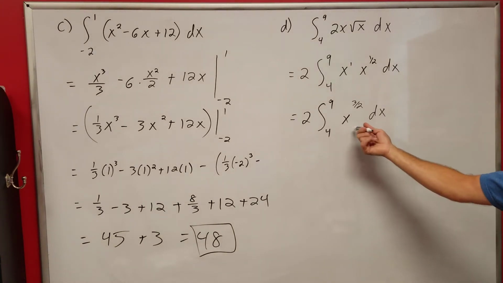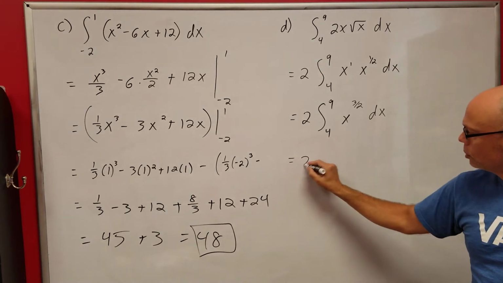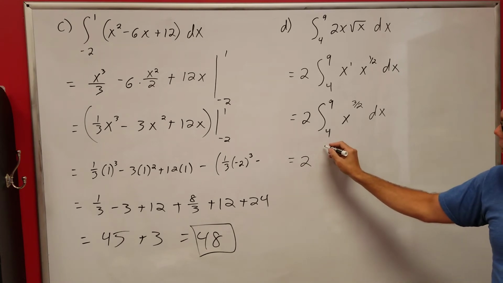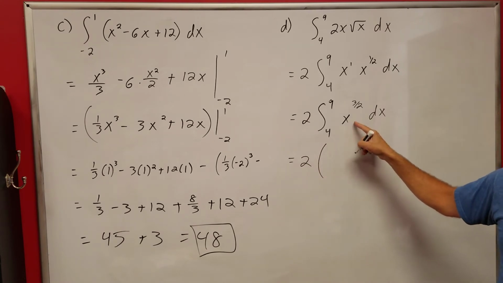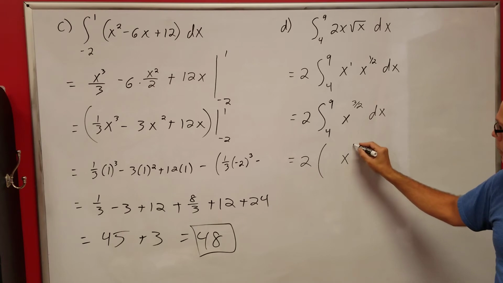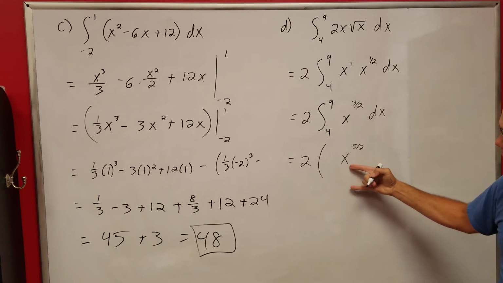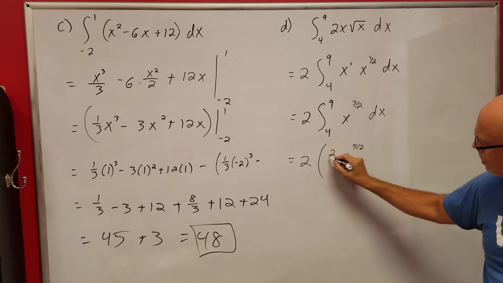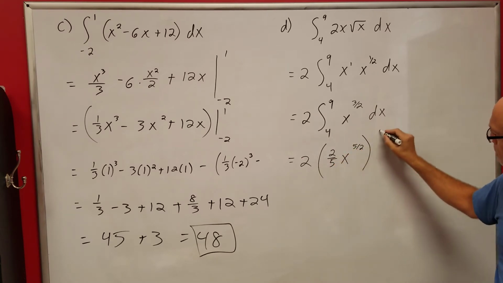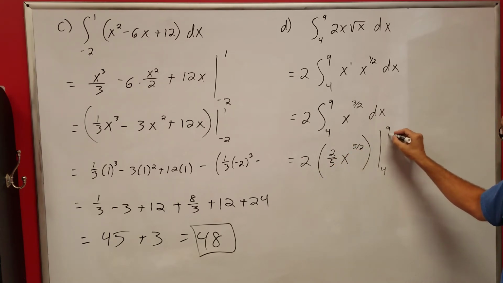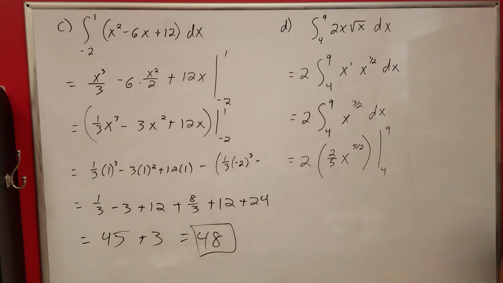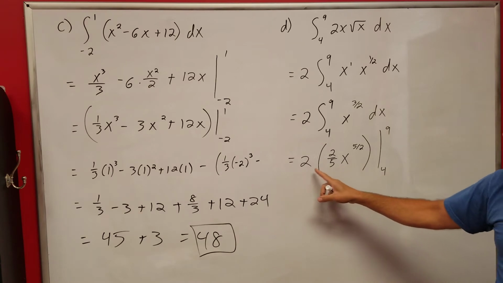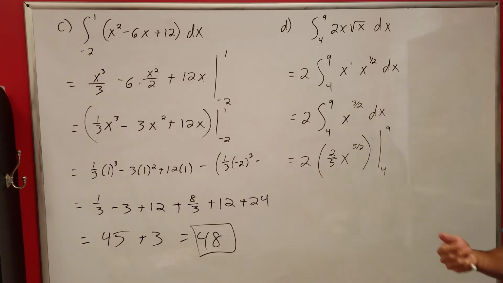Now let's take an antiderivative. 2 drops down. If I take an antiderivative here, what is that? That's x to the 5/2 over 5/2. I can say times the reciprocal, 2/5 from 4 to 9. Okay, now it's your choice right here. You can actually factor this 2/5 out if you wanted to, or you can leave it there.